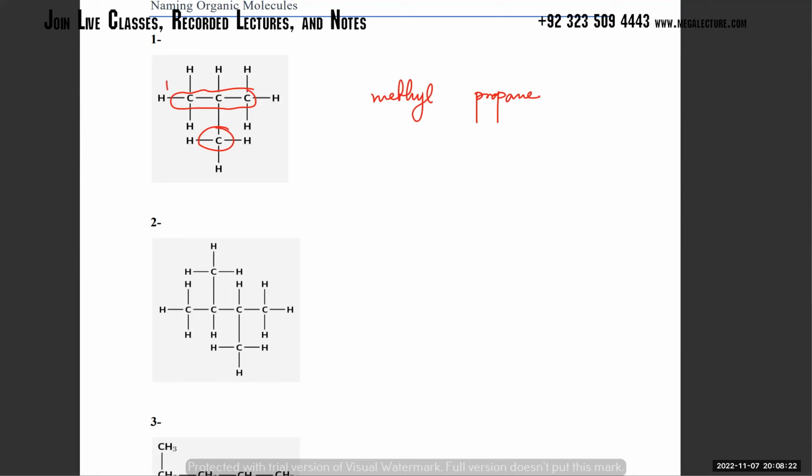Can we write prop-2-ane? No. Why write 2? The ane has no position. It's an alkane, there's no functional group, so there's no position for it. But the methyl has a position: the methyl branch is on the second carbon.